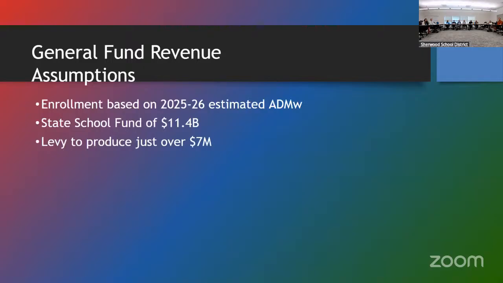So, general fund revenue assumptions. And by the way, just stop me if you have questions. I'm just going through this. We've talked about a lot of this before, so I'm going kind of quickly, but if you have questions, don't hesitate to jump in, please.